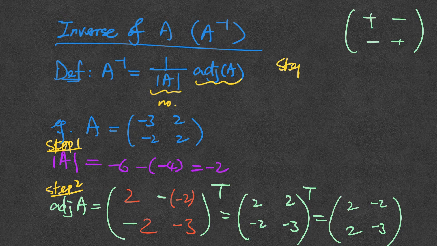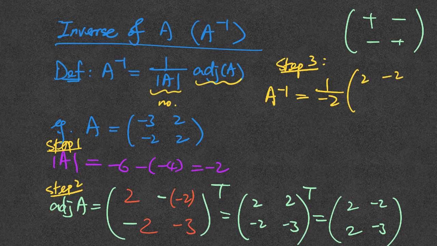And coming up next, step 3, you're going to combine the numbers. A inverse will be 1 over the determinant, which you will see is a number only, right? Multiply to a matrix, which is the adjoint of A. And the result now, I've got 2, minus 2, 2, minus 3. Now, finally, you will see that the division of 2 cannot cancel all the numbers in the matrix because there's a 3 over there.